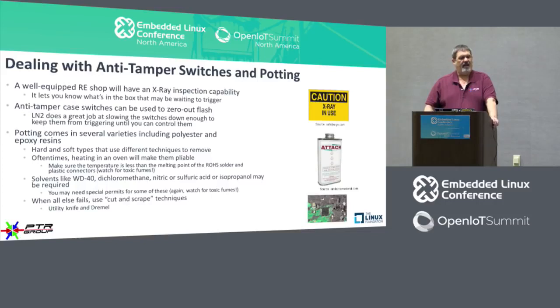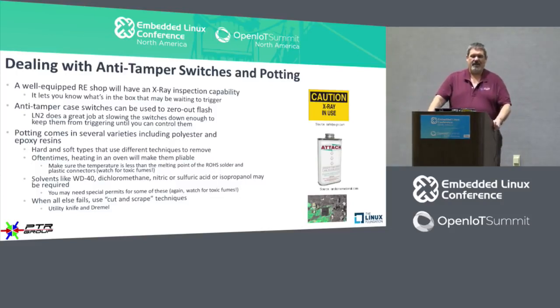One of the things we have found with tamper switches is liquid nitrogen does a great job at slowing them down. You hit it with liquid nitrogen through the case, and then you pull the top off, and the switch is now basically frozen. You can now put tape on it, and the switch won't trigger. So liquid nitrogen, great to have around. Not only that, but it's fun to play with, and you can make great ice cream with it when you are bored.